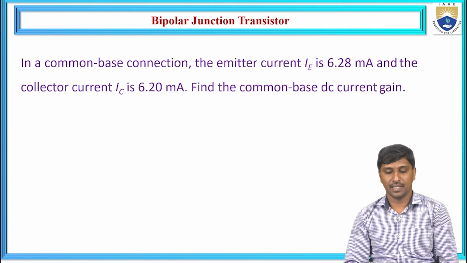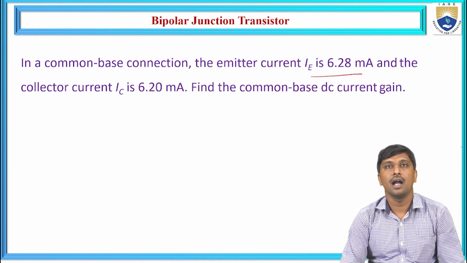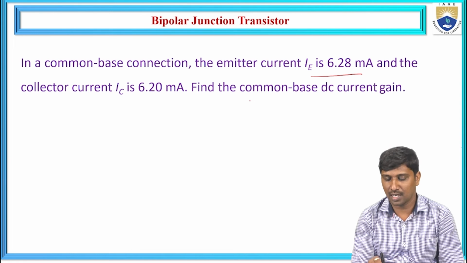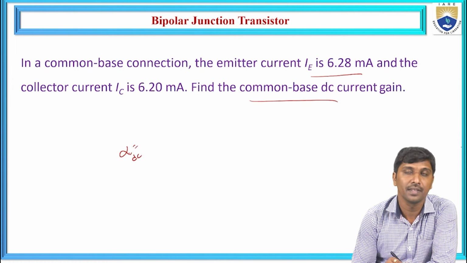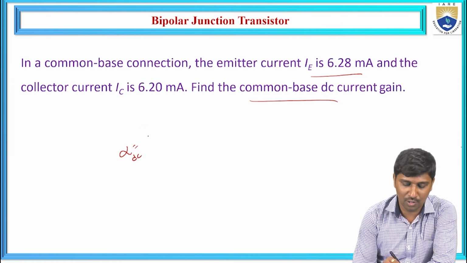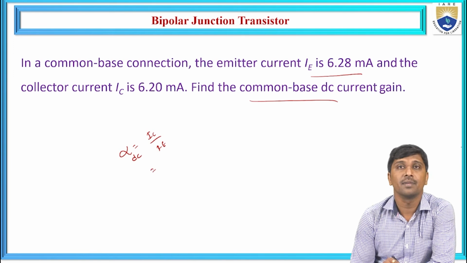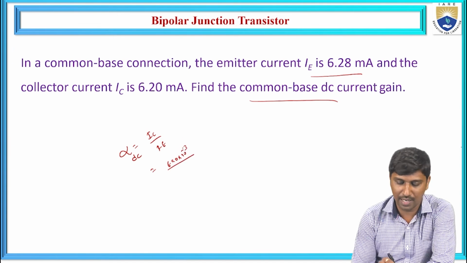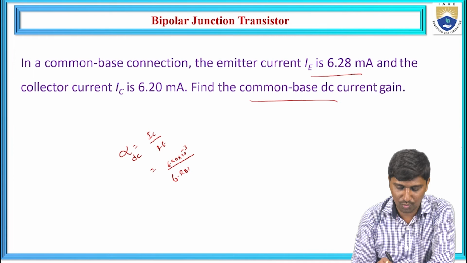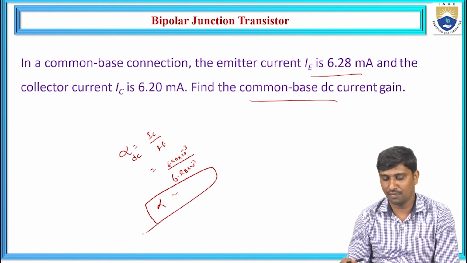In a common base connection, the emitter current IE is 6.28 milliamperes and the collector current IC is 6.2 milliamperes. Find the common base DC current gain. The common base DC current gain is alpha DC, the ratio of output current to input current, IC by IE. From the question, IC is 6.2 into 10 to the power of minus 3 divided by the IE value, 6.28 into 10 to the power of minus 3. Then you can solve this ratio, and it gives the alpha value.